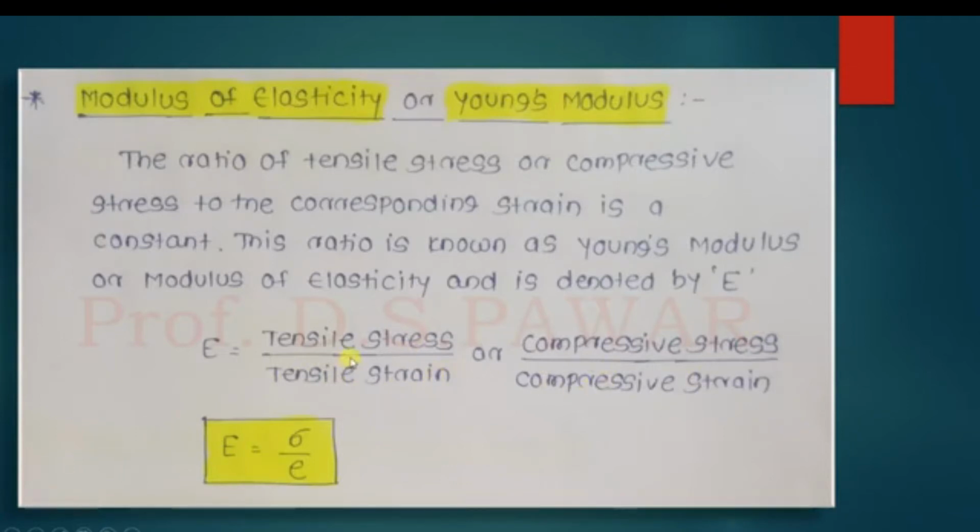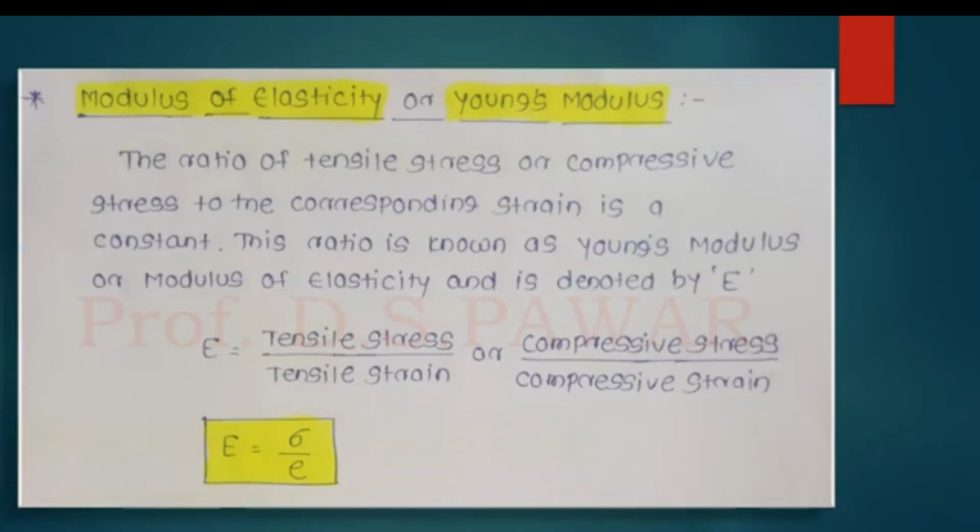compressive strain. Already we have seen what is meant by tensile stress and compressive stress in a previous lecture, and what is meant by tensile strain and compressive strain we have also seen in the last lecture. So if you are going to represent the Young's modulus or modulus of elasticity as capital E, we can write like this: E is equal to stress sigma divided by small e, which we are going to use for the strain. So this is the simple definition. Young's modulus or modulus of elasticity is the ratio of stress to the strain.